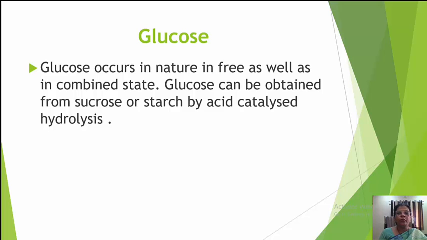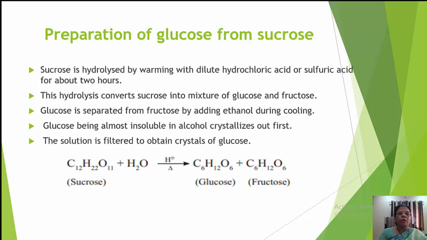Now, first we are going to see in detail glucose. Glucose occurs in nature in free as well as in combined state. Glucose can be obtained from sucrose or starch by acid catalyzed hydrolysis. Now we are going to prepare glucose from sucrose. That is, preparation of glucose from sucrose.